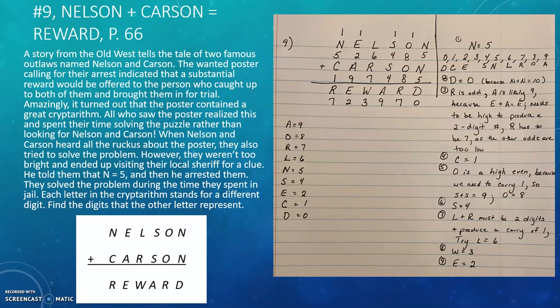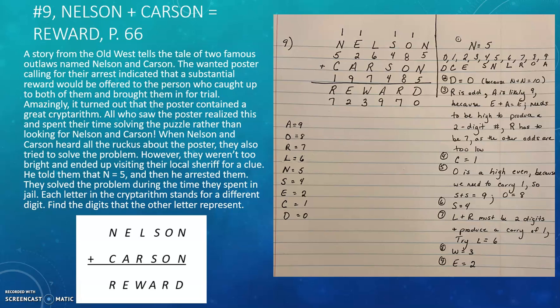Our last problem is a cryptarithm. It is Nelson plus Carson equals reward. And it reads as follows. A story from the Old West tells the tale of 2 famous outlaws named Carson and Nelson. The wanted poster calling for their arrest indicated that a substantial reward would be offered to the person who caught up to both of them and brought them in for trial.